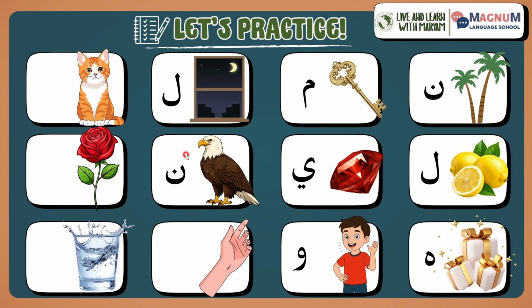Then we have a picture of an eagle. Nasratun. Nasratun with Noon means eagle. Then it is a hand. Yadun with Ya. This is a cat. Hirrun with Ha. Then we have a picture of a rose. Wardatun with Waaw. This is water. Ma'un. Ma'un with Meem. Alright.